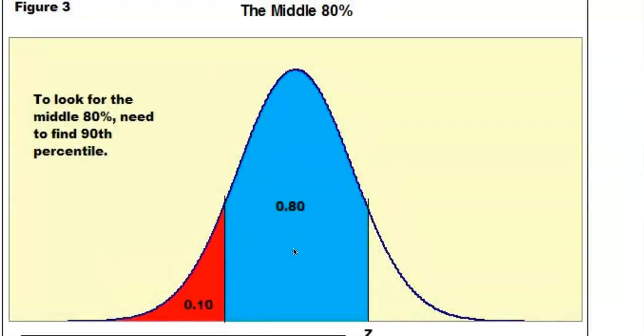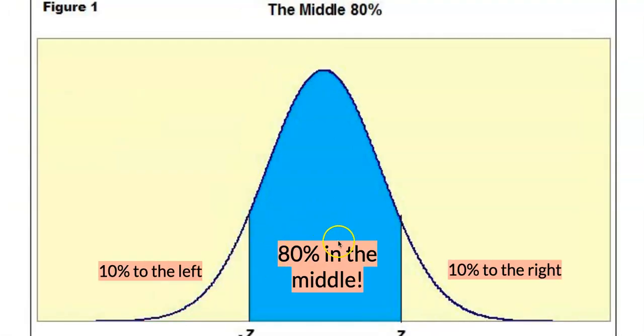If you have 80% in the middle, then what you're going to have to know is, take a look, you will do 100 minus 80 to figure out how much you have to the right of it and to the left of it. 100 minus 80 is 20, right? So if you split the 20 into equal pieces, you will get 10% to the right and 10% to the left. If you add 10 plus 80 plus 10, you will get 100 total, right?